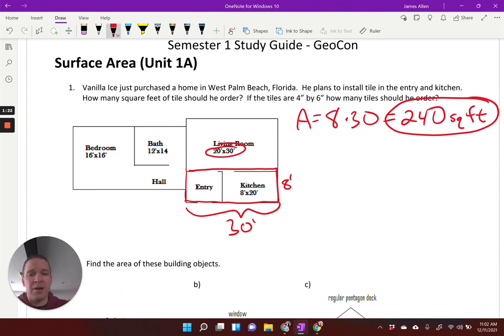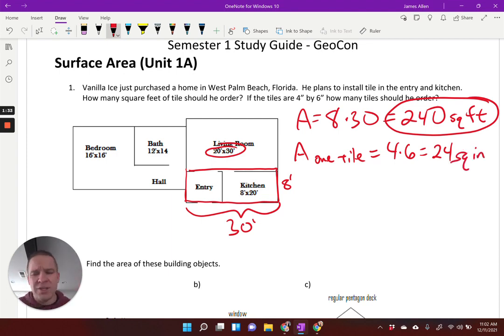Well, I could find the area of one tile. And that's 4 times 6 is 24 square inches. So I've got two different units here, right? 240 square feet, 24 square inches. Something's got to change. So either I need to convert the area of the entire thing to square inches or the area of one tile to square feet. Either way is okay.